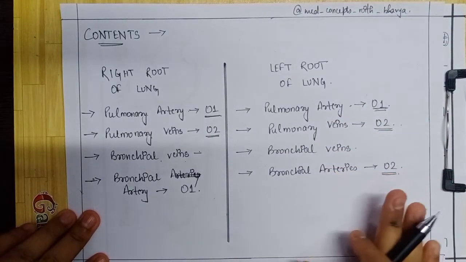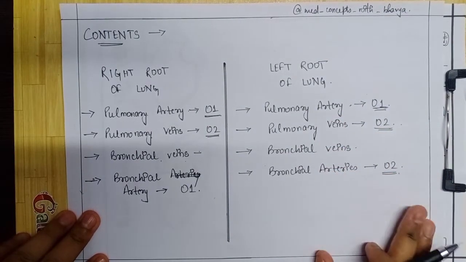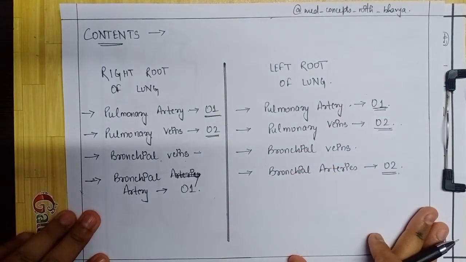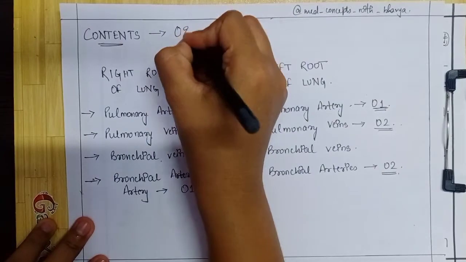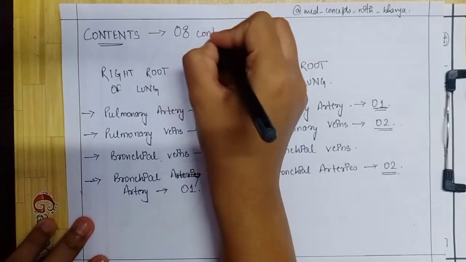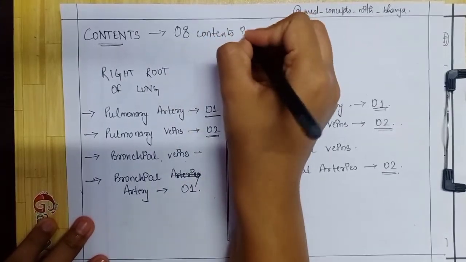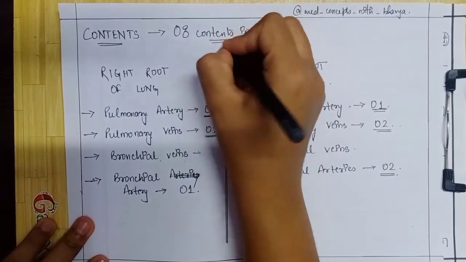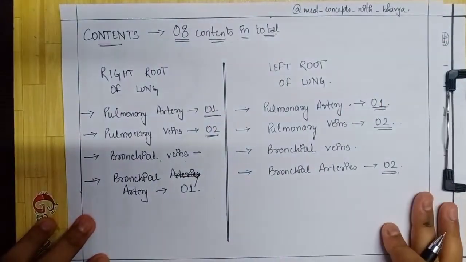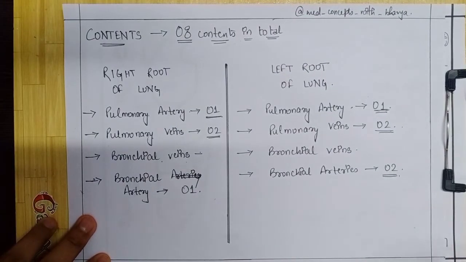We have a total of 8 contents in the root of the lung. Let me complete all the contents and then we will revise it again. So let me write it here also: we have 8 contents in total. Just to remember, because if we remember the number of the contents we have, we can easily recap while we are in the exam hall or in Viva or whatever. Okay, so we have done 4.